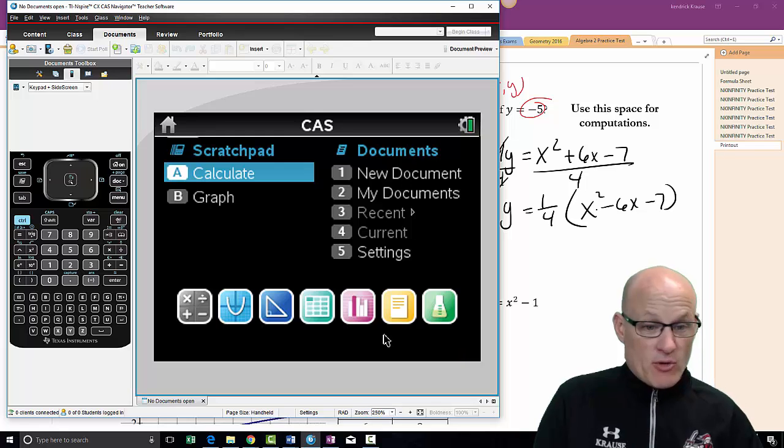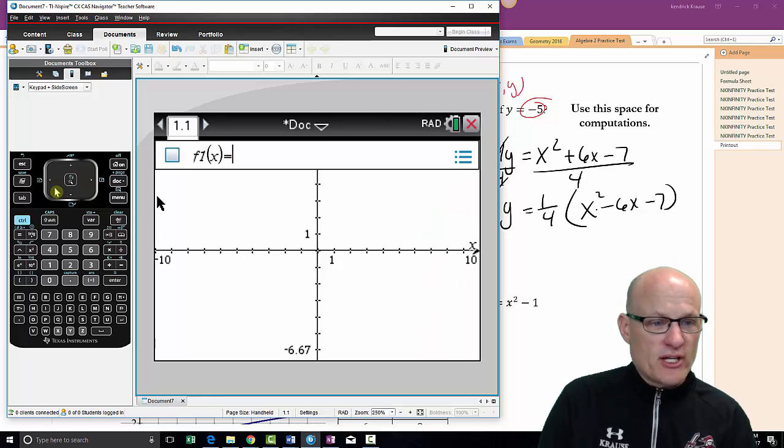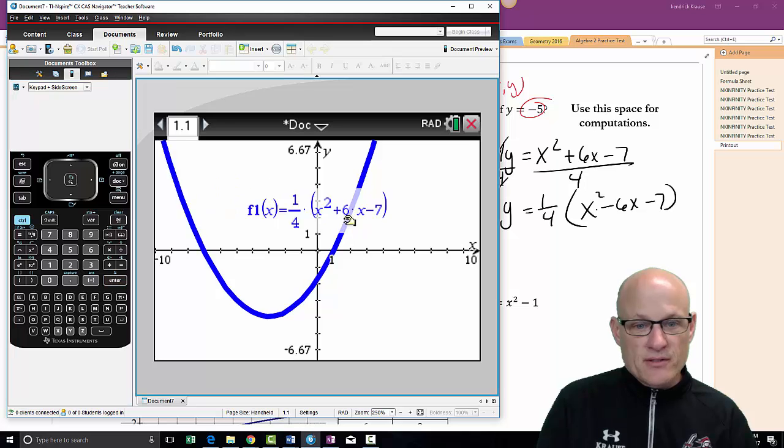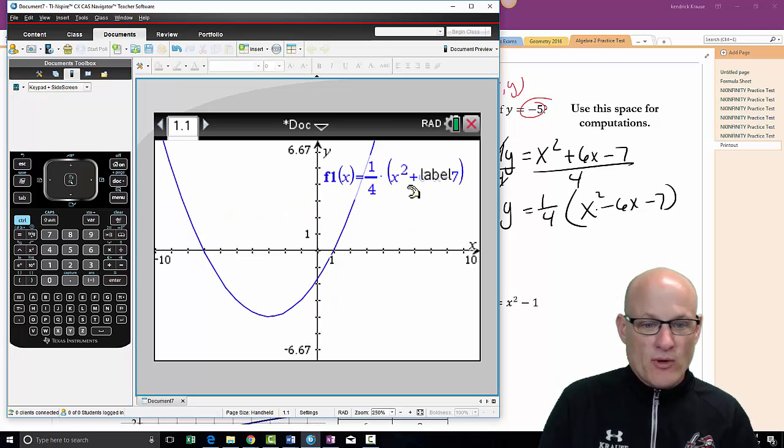Sorry, I hit the wrong thing. So you come over here and go into graph mode. And we're just going to graph this. Control division, 1/4. And I've never even shown my kids this. I'll show them in class. X squared. I don't like showing all the tricks at the beginning. I've got to have some fun stuff at the end. 6x minus 7. And if you graph this one, it just looks like a normal parabola.